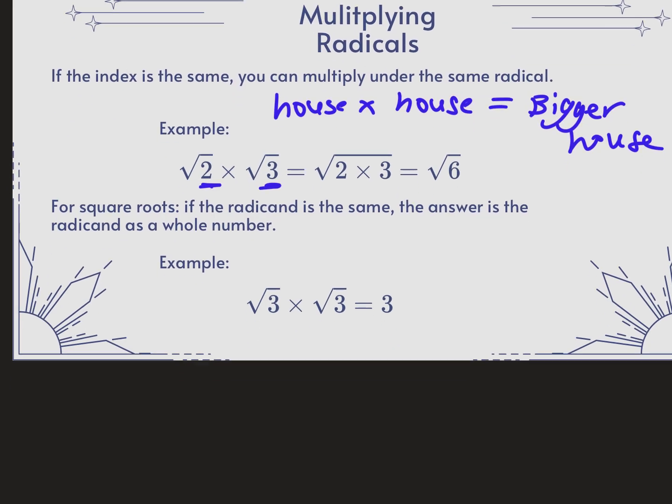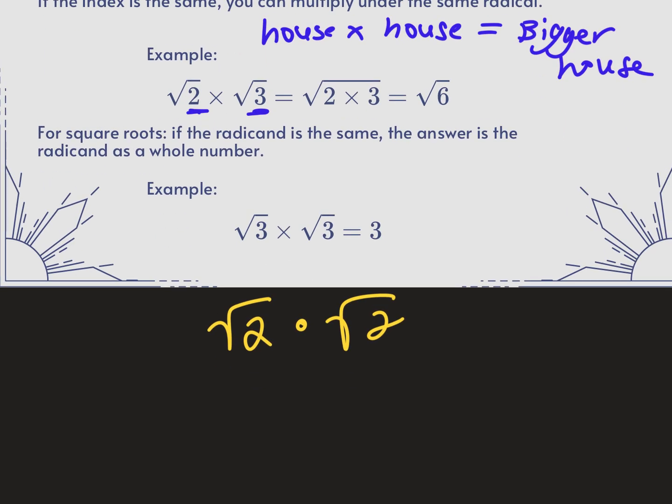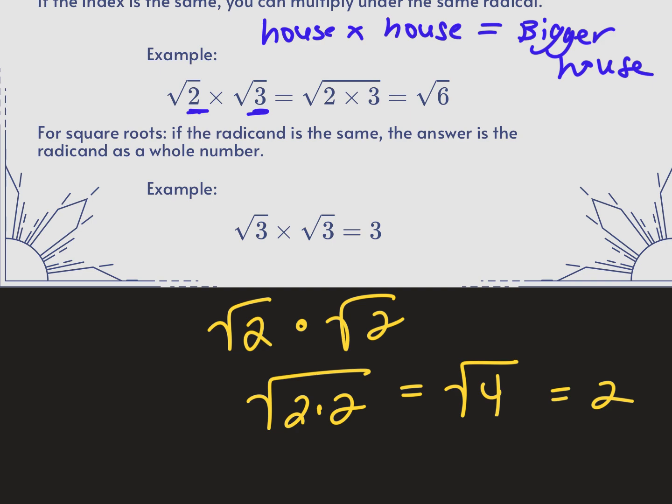And then this example down here says when you multiply a square root by itself, you get the number without the square root. What that means is if I take the square root of 2 times the square root of 2, right? A house times a house is a bigger house. So I can rewrite that as the square root of 2 times 2. Well, what is 2 times 2? I get the square root of 4. And then what is the square root of 4? 2. Whenever you multiply a radical by the exact same radical, the radicals just cancel out.